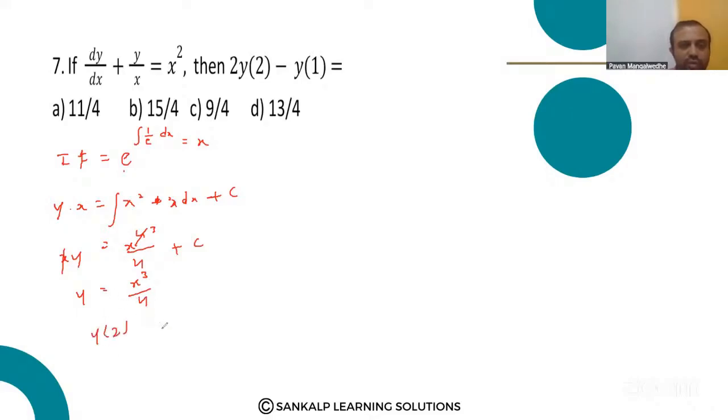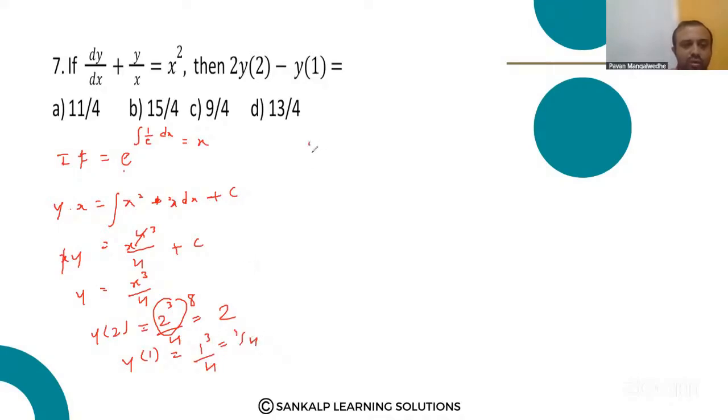Y of 2 is what? It is 2 cube by 4. 2 cube is 8, so 8 by 4 is 2. Then y of 1. Y of 1 is what? It is 1 cube by 4, that is nothing but 1 by 4.